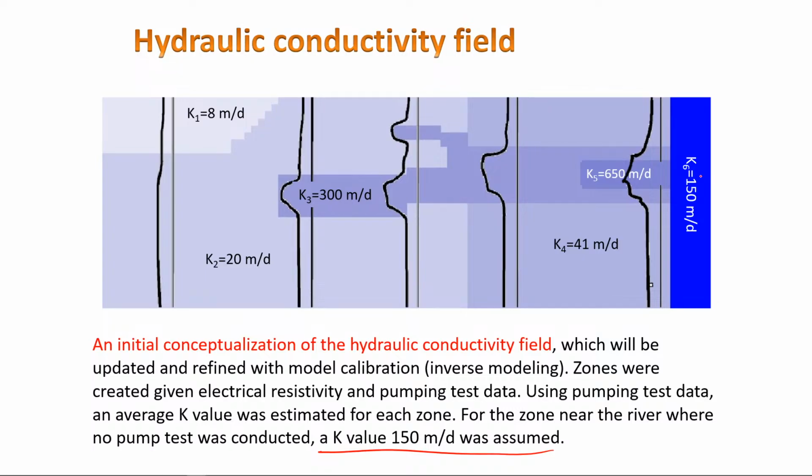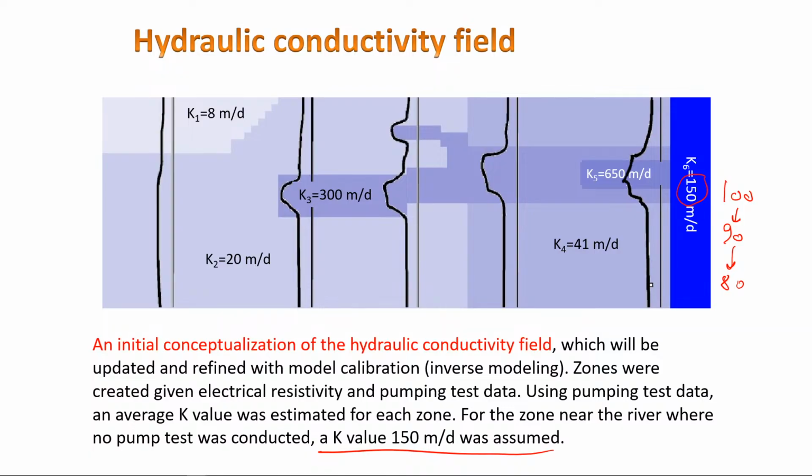We will change this from 150 to 100, and we will see, are we getting a better match between what we are observing in the field and what our model is simulating? If we are getting a better match, then I will say, okay, maybe let me reduce it even to 90. Oh, my match is improving. Let me reduce it to 80. It's even better, and so on and so forth.